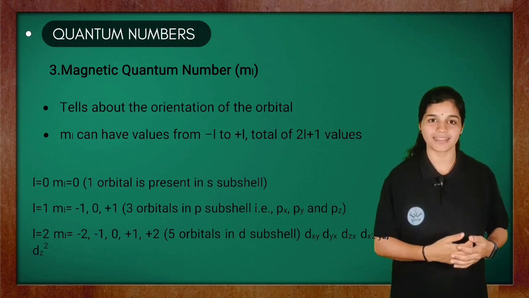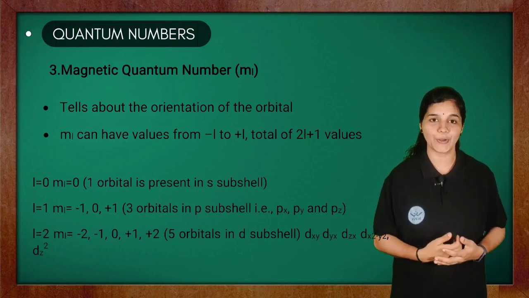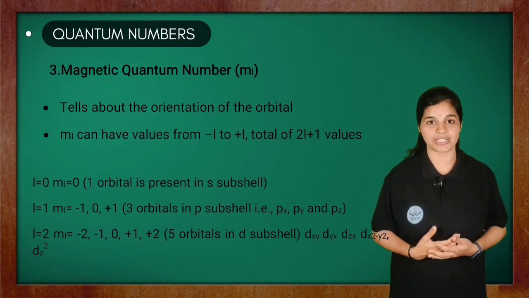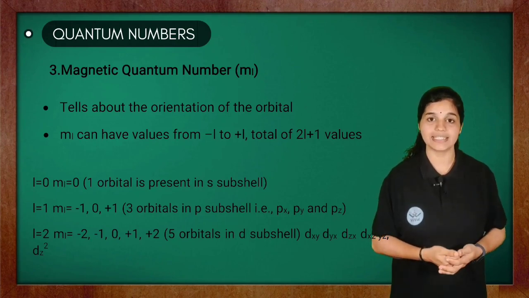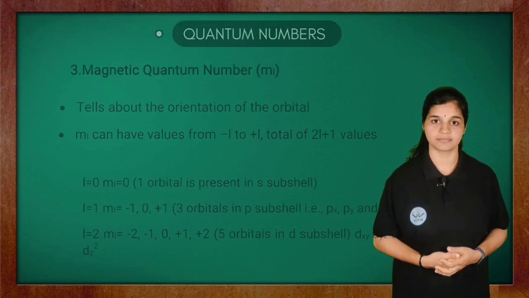To sum up, s subshell has 1 orbital, p subshell has 3 orbitals, d subshell has 5 orbitals, f subshell has 7 orbitals, g subshell has 9 orbitals, h subshell has 11 orbitals.